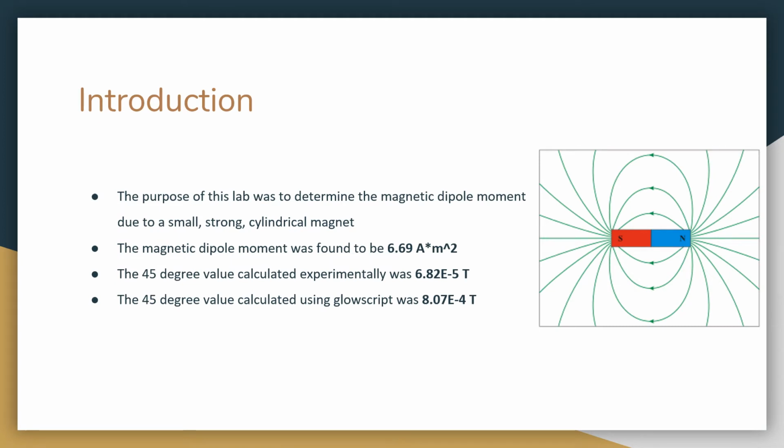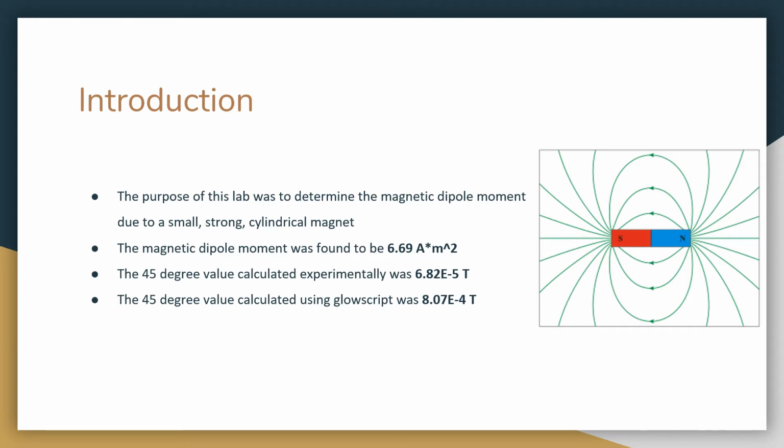The main purpose of this lab was to determine the magnetic dipole moment due to a small cylindrical magnet. We also calculated the net magnetic field, a distance r, 45 degrees off axis from where the magnet was located. I found the magnetic dipole moment to be 6.69 amperes meters squared, and the 45-degree value calculated experimentally I found to be 6.82 times 10 to the negative fifth Teslas.